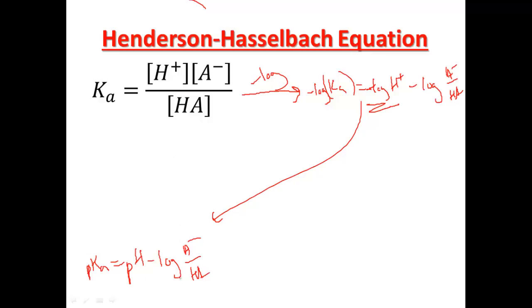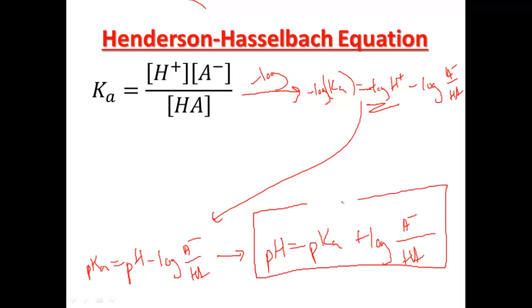Just rearranging the equation so there are no negative signs, we end up with pH equals pKa plus the log of the base, which is A minus, over the acid, HA. This is the conjugate base of that acid. This is what we call the Henderson-Hasselbalch equation. It allows us to calculate the pH of a buffer. All you need to know is the Ka of that buffer and take the negative log of it.